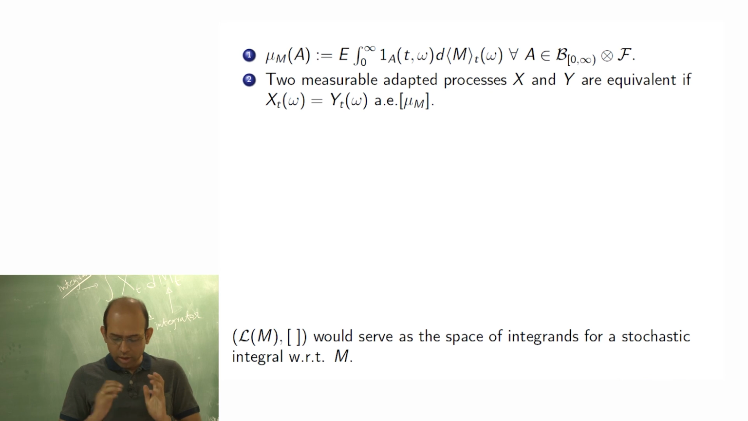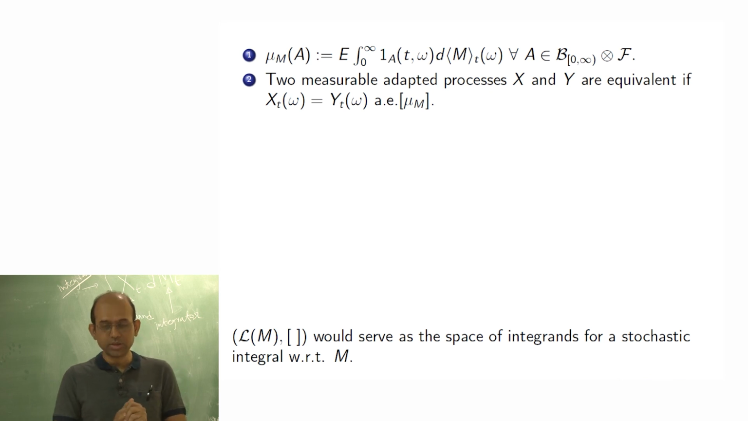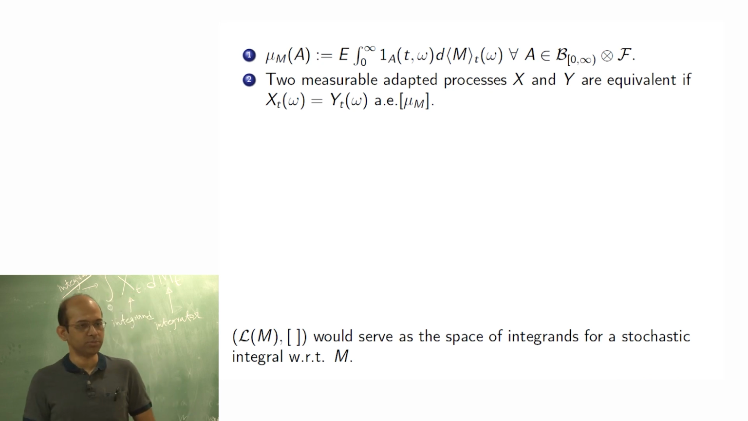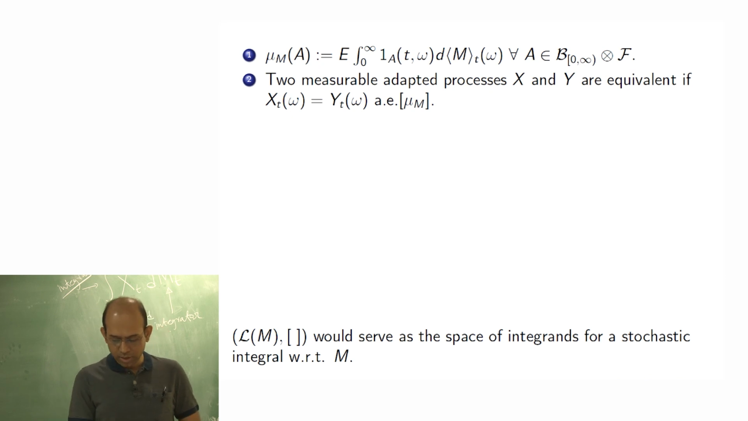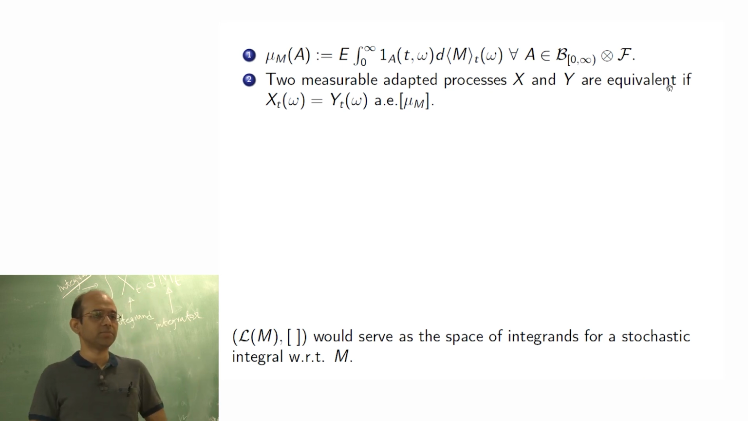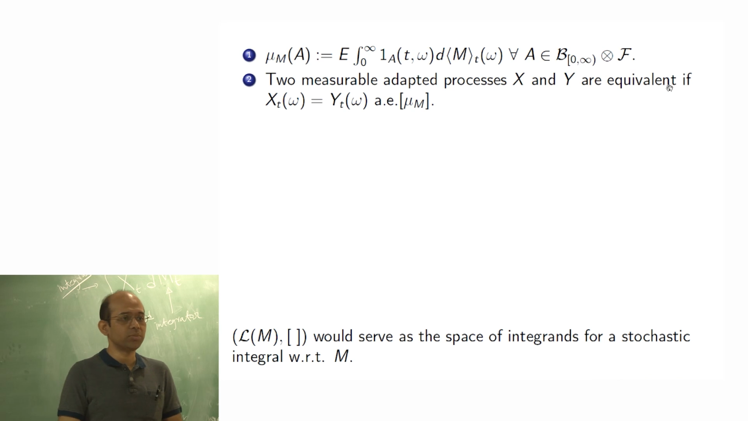Actually this mu_M is used only at this place to define an equivalence relation. We say that X and Y are equivalent if X and Y are equal almost everywhere with respect to the measure mu_M. So, we agree that this equivalence depends on M. After fixing the martingale M, we talk about the space of integrands and their equivalence.